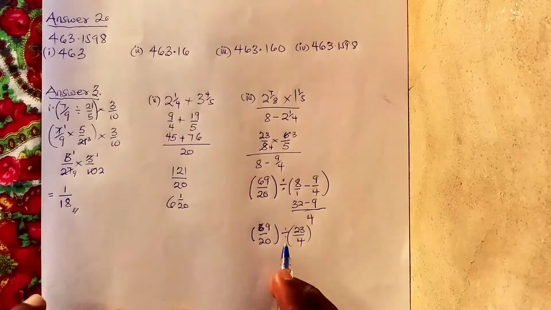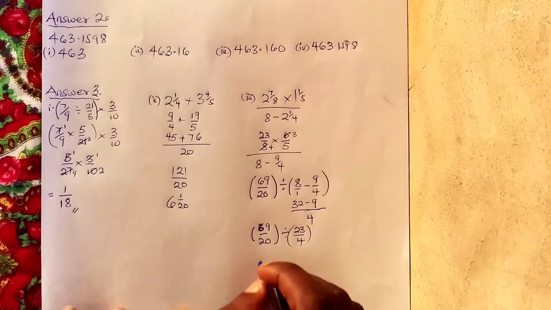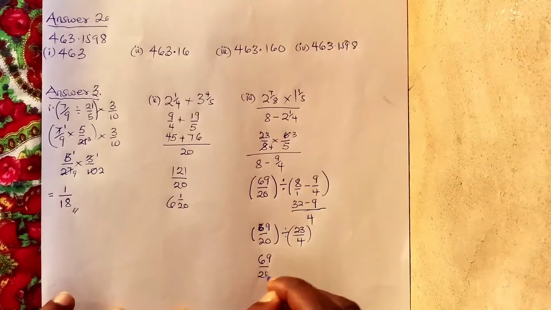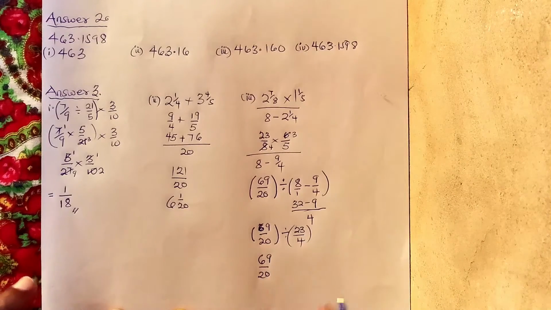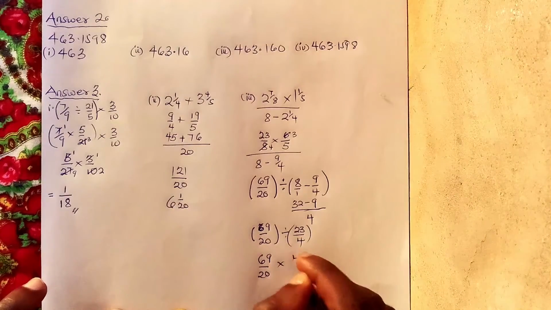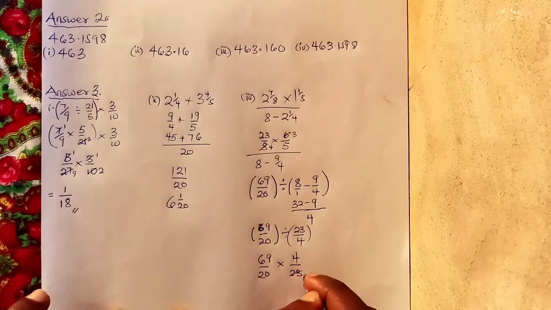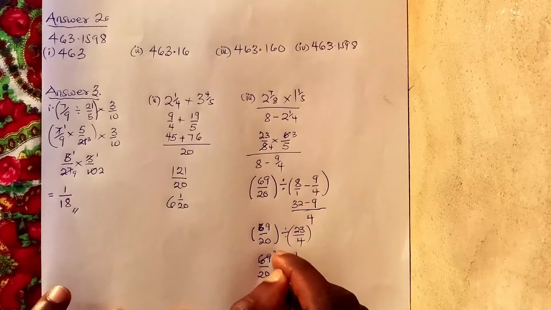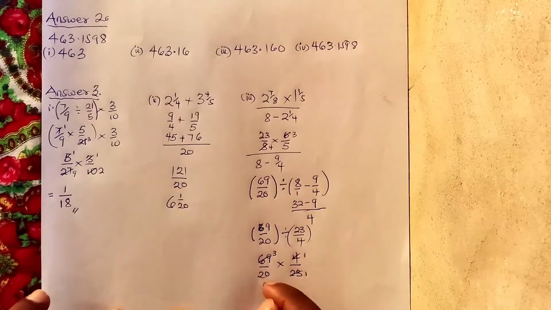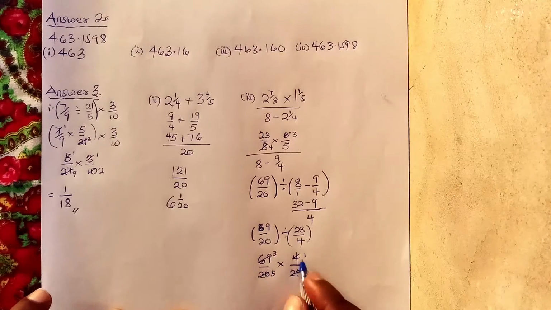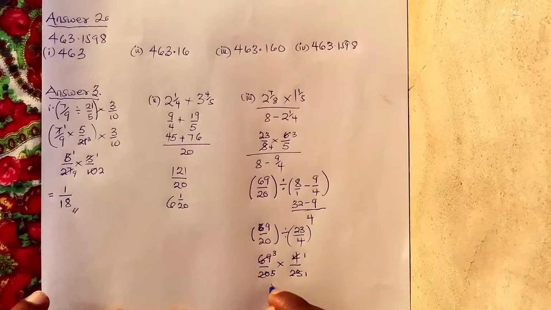With this we have to change the division sign into multiplication. So we have 69 over 20, reciprocate the one on the right, so times 4 on 23. 23 divides itself 1 and divides 69 3 times. 4 divides itself 1 and divides 20 5 times. So our final answer is 3 times 1, we have 3. 5 times 1 we have 5. So 3 on 5 is our final answer.